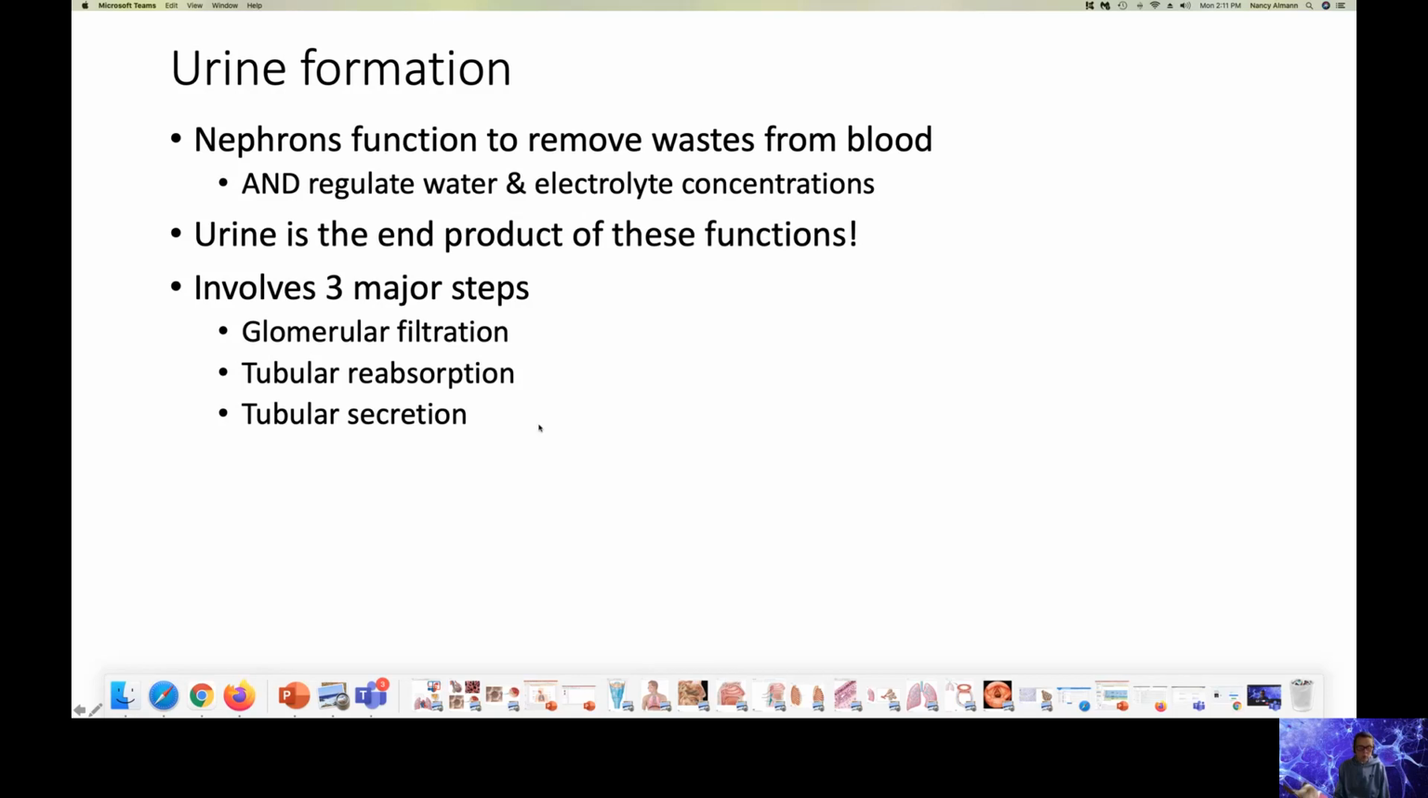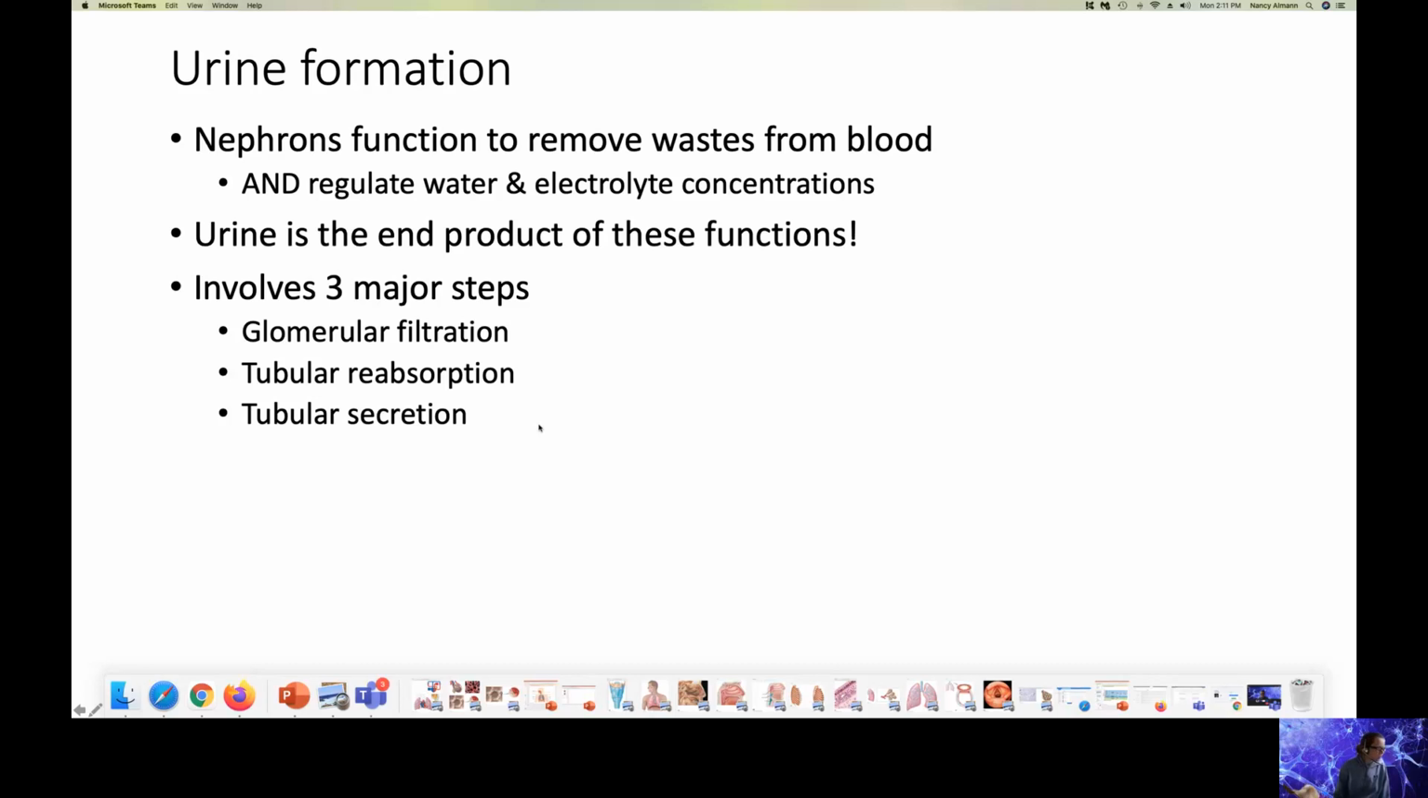We also know that the microscopic functional unit of the urinary system is the nephron. So it should be common sense that it is the nephron that is going to remove metabolic wastes from the circulatory system and get them off into the collecting ducts so they can get shipped out of the kidneys down to the urinary bladder and then be sent out of the body. The nephrons will also regulate water and electrolyte balance.